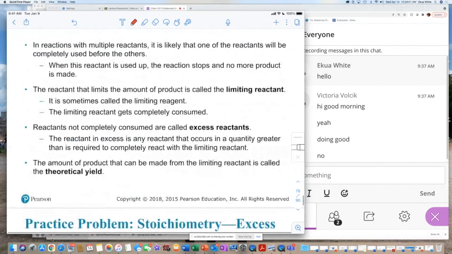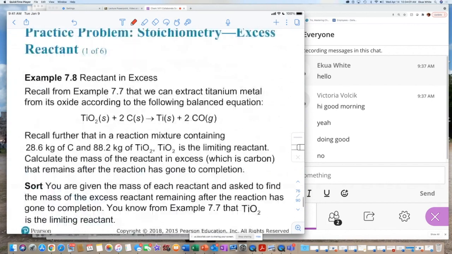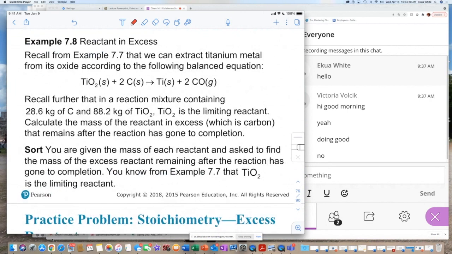Let's see. Okay. So we've talked about all of this stuff here. I don't want to define that again. I want to work on this last problem here. This is calculating the mass. Oh, okay. This problem looks like the one that we just worked on, doesn't it? It really does. So they're adding a little subsection here after we've done everything. Recall further that in the reaction mixture containing this right here and this, TiO2 was the limiting reactant. Yes, that's what we got.